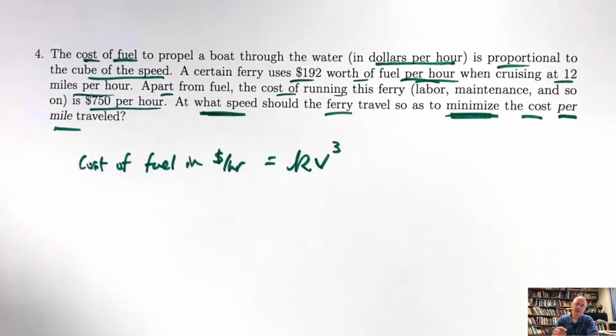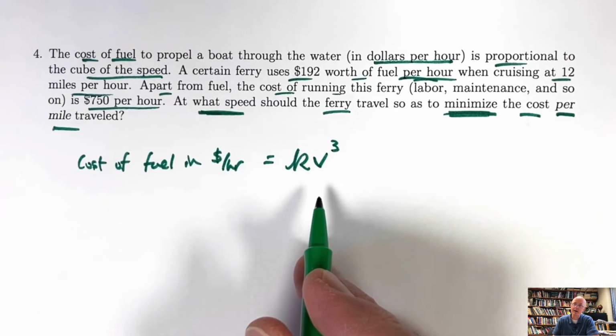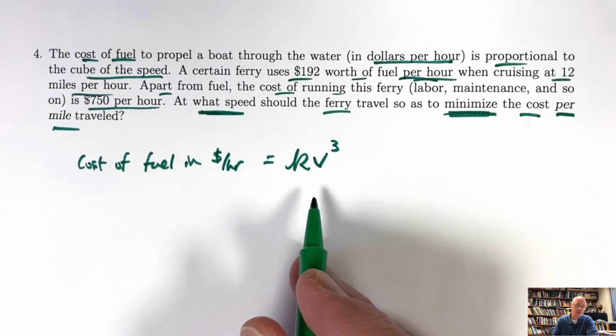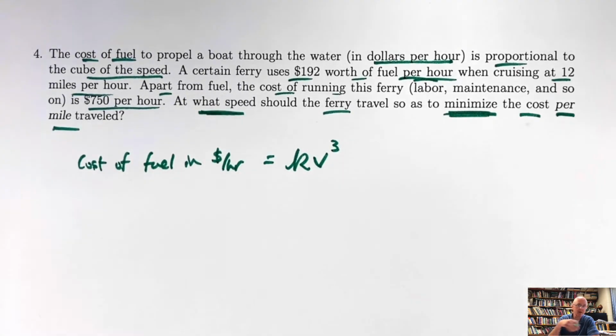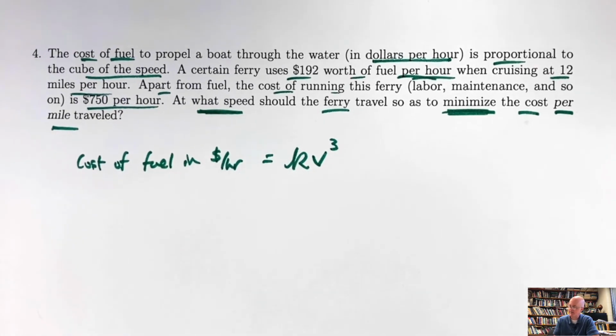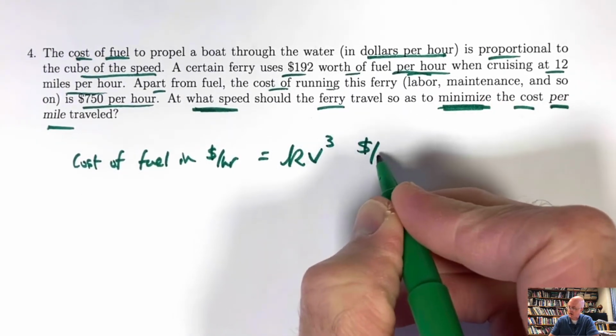Okay. Now the ferry could go back and forth, so this is not technically a directional velocity, but it's common to use V when you're talking about speed. Anyway, you're not thinking about the direction of motion. The ferry could go around and around, it could go back and forth. You're not really thinking about that, you're just thinking about it moving. V is the speed. Again, this is in dollars per hour.